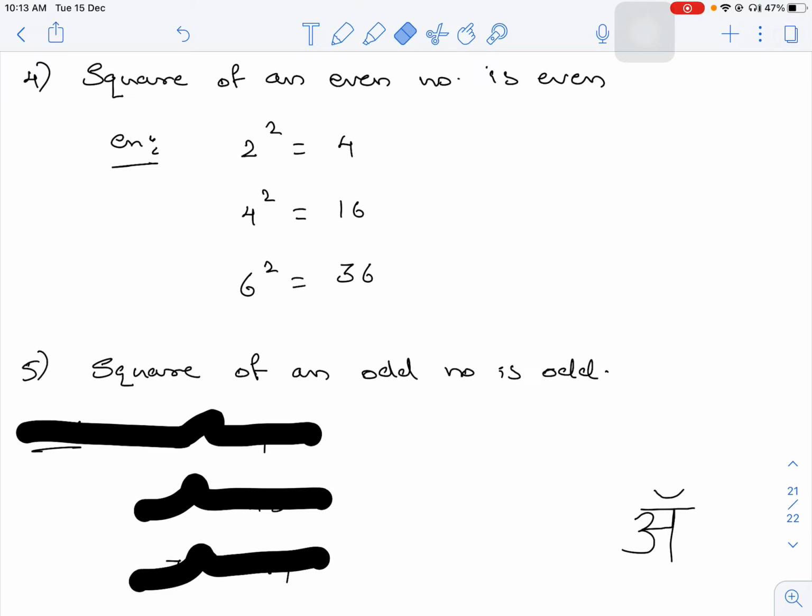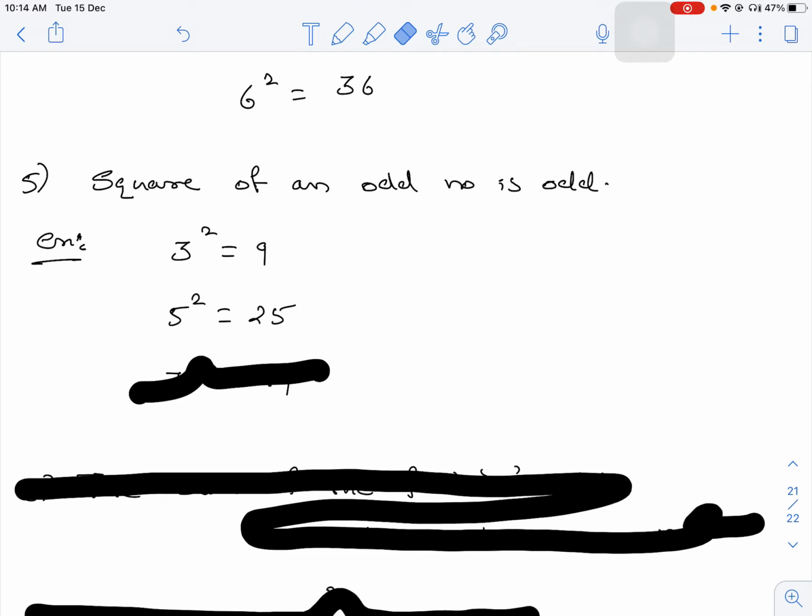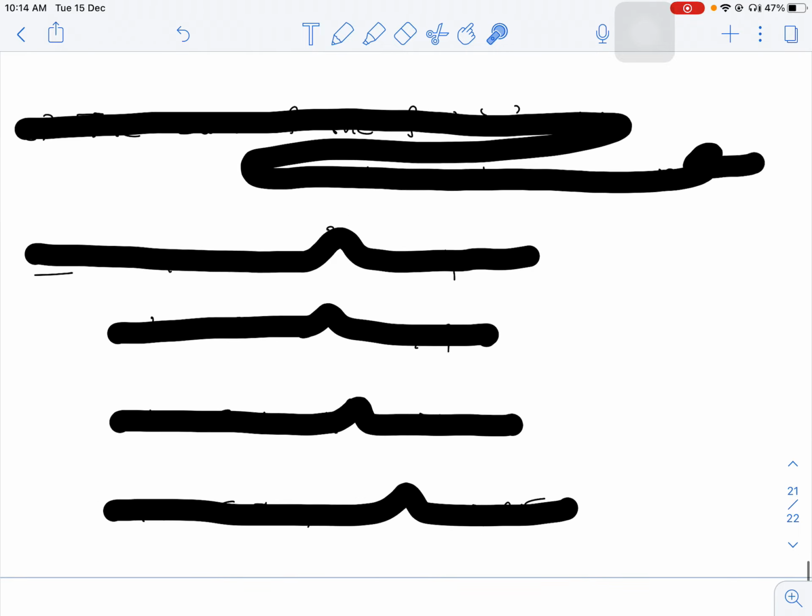Okay. Similarly, now next property, that is square of an odd number is always odd. Okay. For example, 3 square. Now 3 is an odd number. So its square is also an odd number, that is 9. Okay. Next example now 5. Now 5 is an odd number. So its square is 25, which is also an odd number. Similarly, 7 is an odd number and its square 49 is also an odd number. So finally what we have learned, that square of an odd number is always odd. Okay. Now next property.